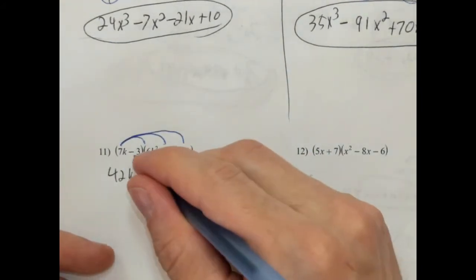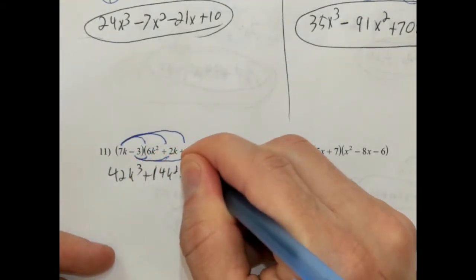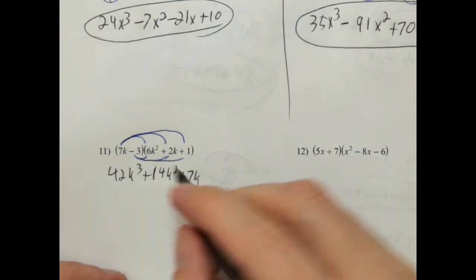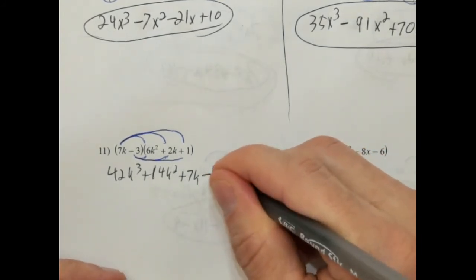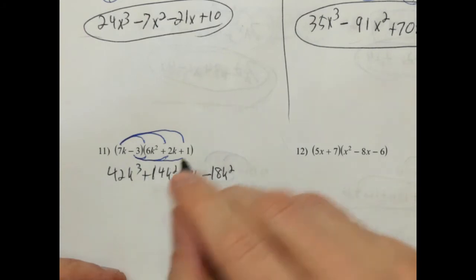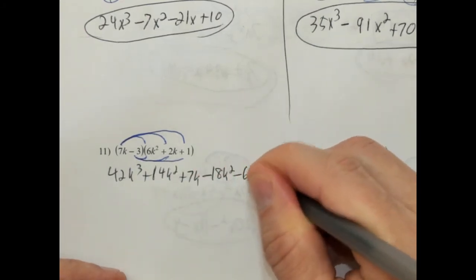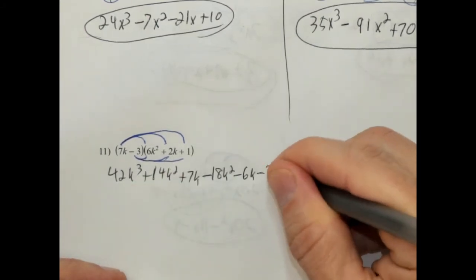We're going to distribute the negative 3. Negative 3 times 6k squared will be minus 18k squared. Negative 3 times 2k is negative 6k. And negative 3 times 1 is negative 3.